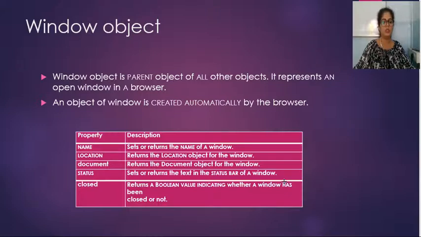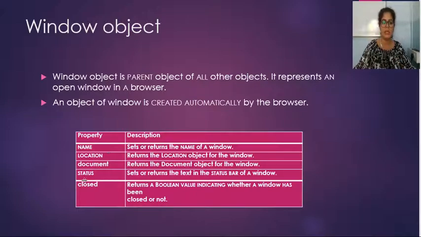Again, you can get a question that which of the following are the properties of window object, or which is the valid property of window object. So you must remember all these properties that I am going to tell you, because you must know the names of those properties, otherwise you won't be able to find the correct option. So the first property is name. It sets or returns the name of a window. They will not ask you about the description, but they will simply ask questions on which of the following is a property of which object.